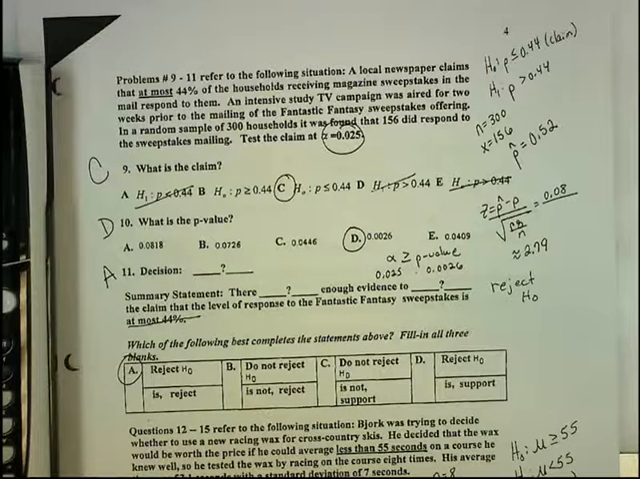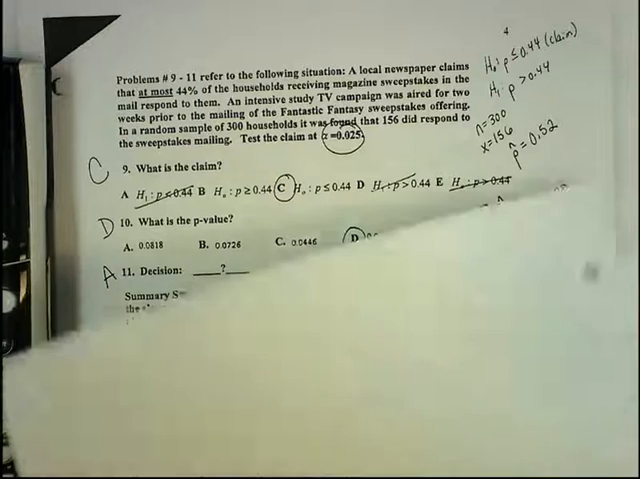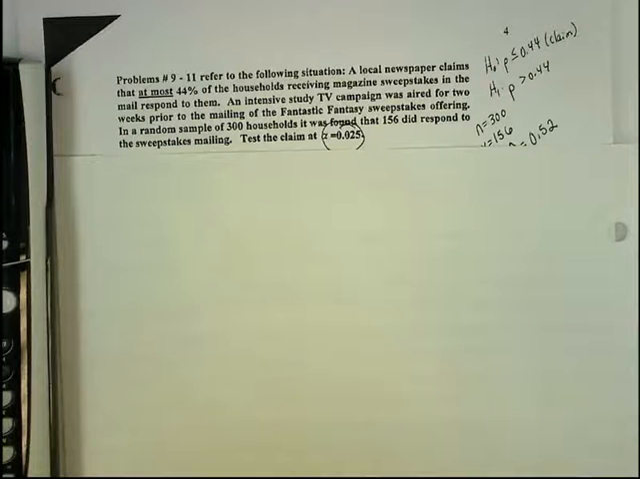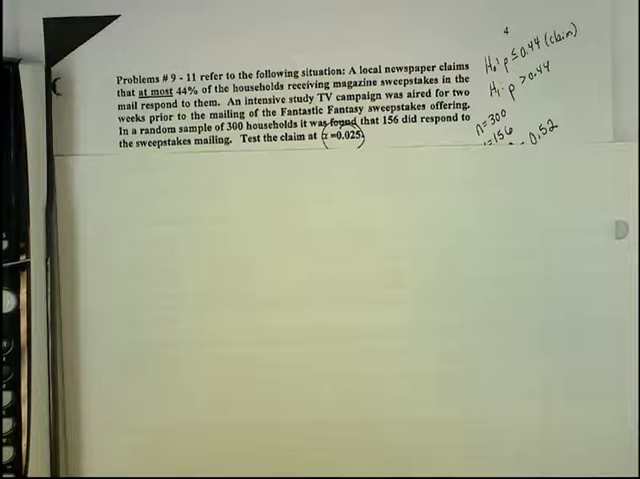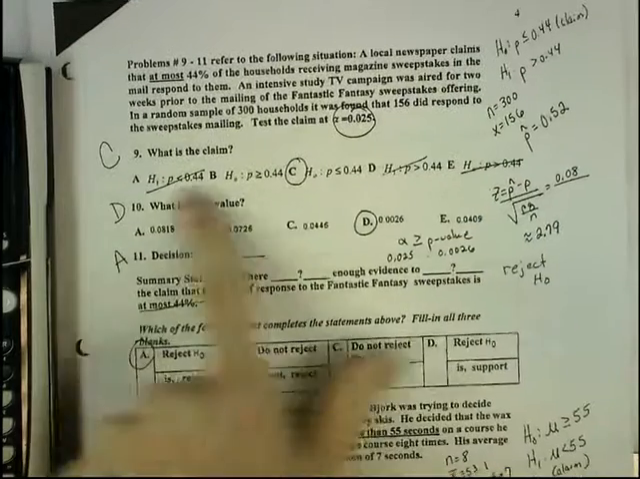Again, a local newspaper claims that at most 44% of households receiving magazine sweepstakes in the mail respond to them. An intensive study TV campaign was aired for 2 weeks prior to the mailing of the Fantastic Fantasy Sweepstakes offering. In a random sample of 300 households, that's your N, it was found that X, 156, did respond to the sweepstakes mailing. That's going to give you your p-hat. Alpha is 0.025. Let's look at our questions. What is the claim?